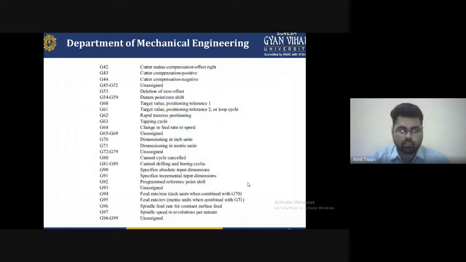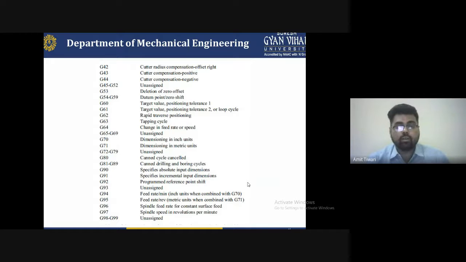Now next is G42. G42 means the cutter radius compensation offset right. G43 means cutter compensation positive. G44 indicates the cutter compensation negative. G45 to G52 indicate unassigned, so they don't assign a value.